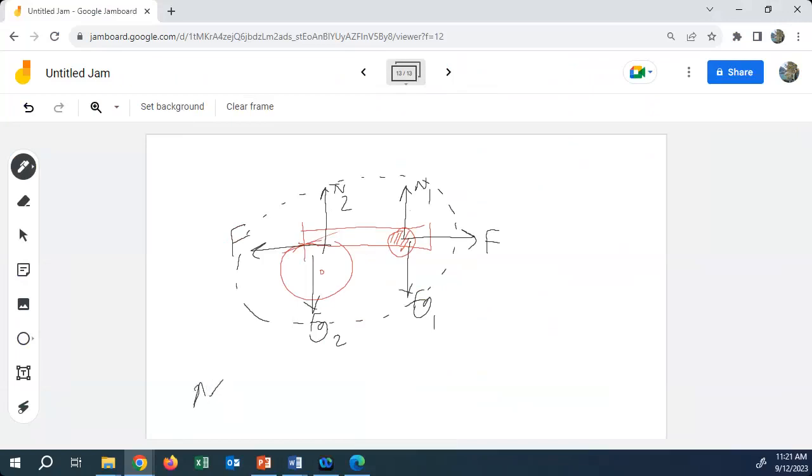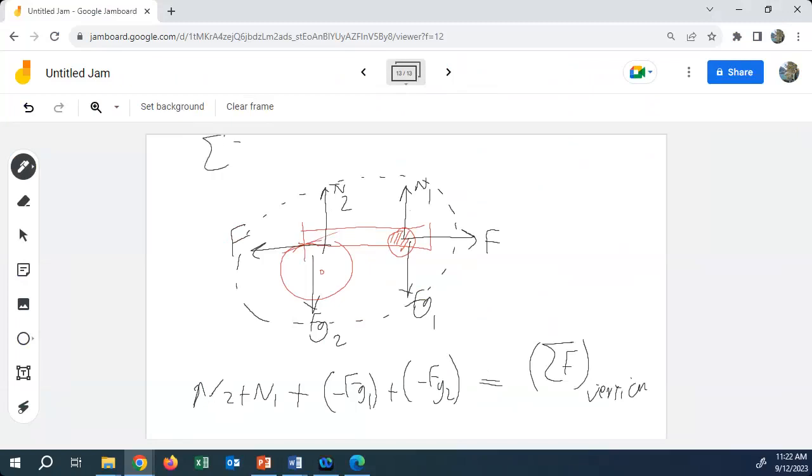N2 plus N1. How many downward forces do we have? Two: negative FG1 plus negative FG2. These are all the net forces in the vertical. What is the net force in the horizontal? One to the right, plus exactly the same thing to the left.